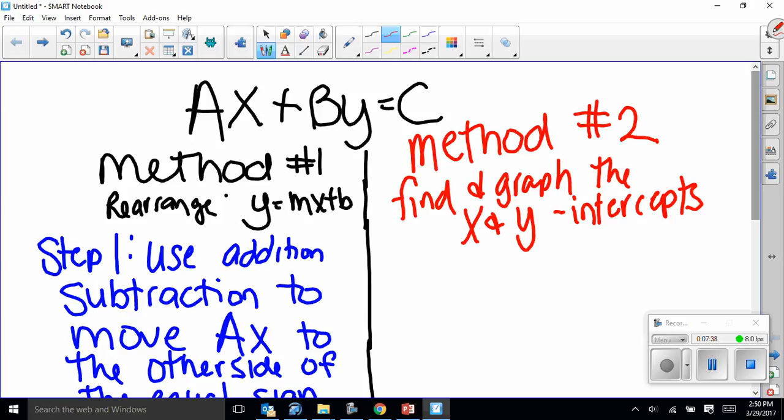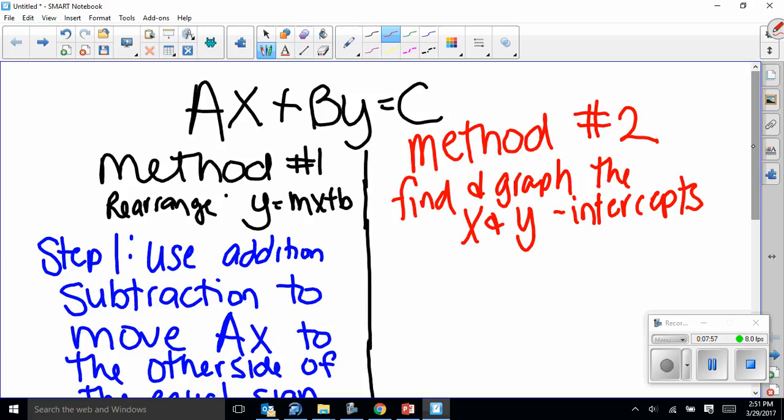So every line has how many x-intercepts? How many times does it cross the x-axis? Once. How many y-intercepts does a line have? One. So if we can find the x-intercept and find the y-intercept, that gives us 2 points on the line. And we connect those 2 points, we're good to go.